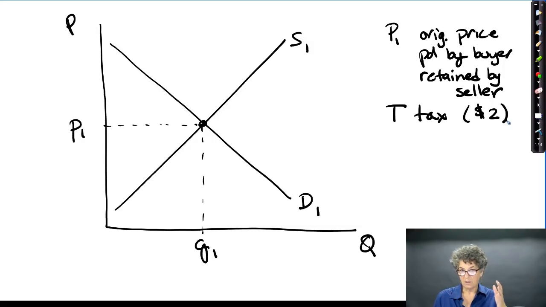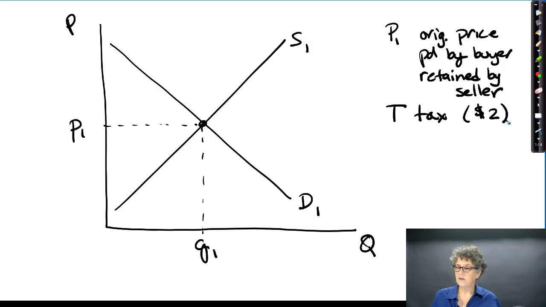If the seller is sending the tax money off to the government, then the tax is really affecting the cost to the seller. And so we're going to show the effect of the tax by shifting the supply curve. If the buyer is sending the tax money to the government, then the tax is affecting the behavior of the buyer because it's increasing the cost directly to the buyer. And so we're going to show that as a shift of the demand curve. So we have to choose, is the tax being remitted or sent to the government by the buyer, shift the demand curve, or by the seller, shift the supply curve?